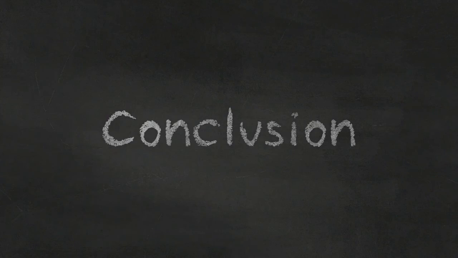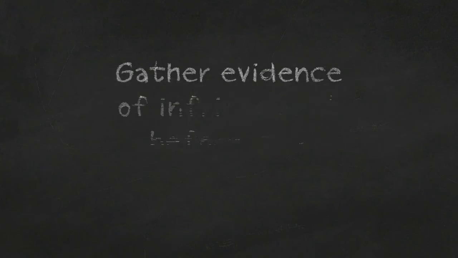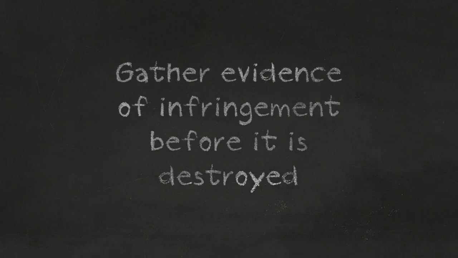So the main things to remember are the 3 requirements that need to be fulfilled before an Anton Piller order is granted, and that an Anton Piller order enables the plaintiff to gather evidence of infringement of intellectual property rights where the defendant might otherwise destroy that evidence.